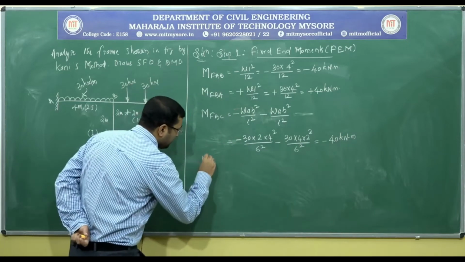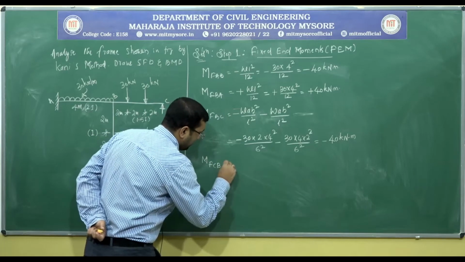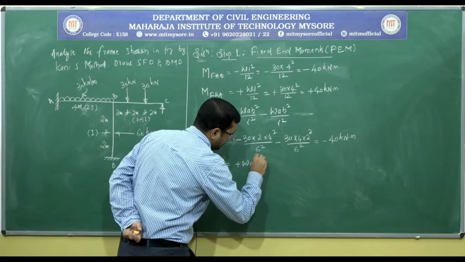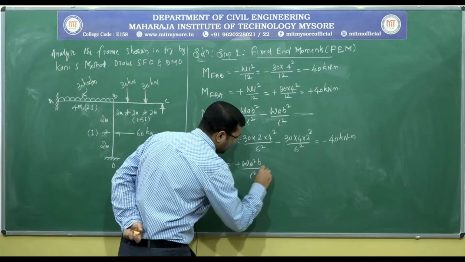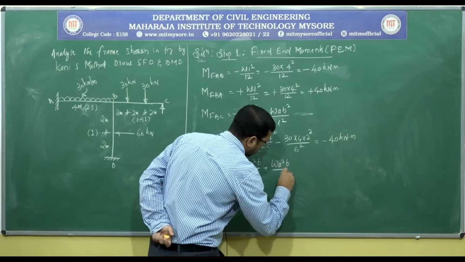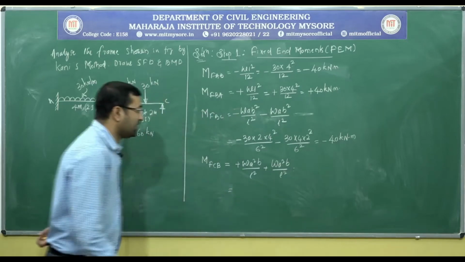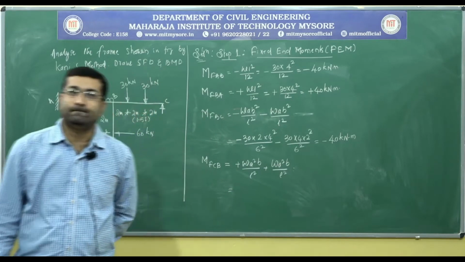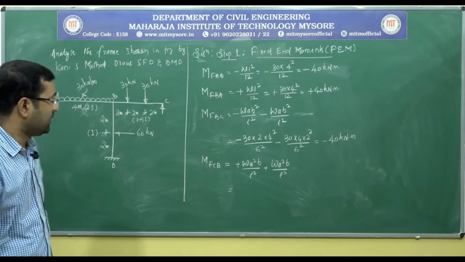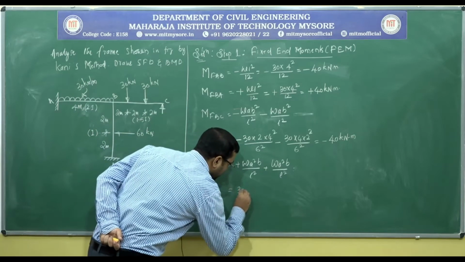Now similarly, if I work out for the same span MFCB, it is plus WA square B by L square plus WA square B by L square. I am applying this twice because we have two concentrated loads. So now again the load is 30 kilonewton.